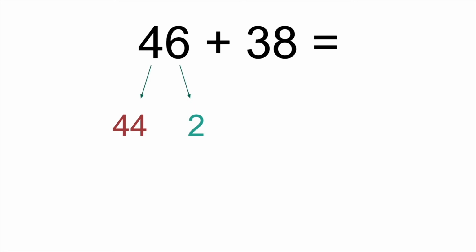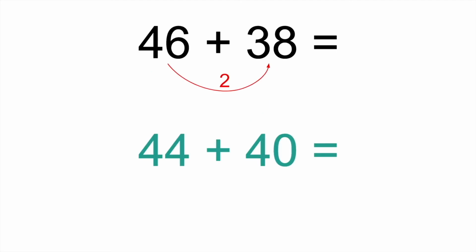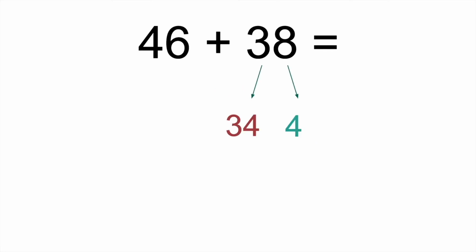46 can be seen as 44 and 2. The 2 can then be associated with the other addend, effectively moving 2 from one addend to the other, leaving us with 44 and 40, something children can add mentally, assuming their place value understanding is sound, which it absolutely has to be before they tackle two-digit arithmetic anyway.